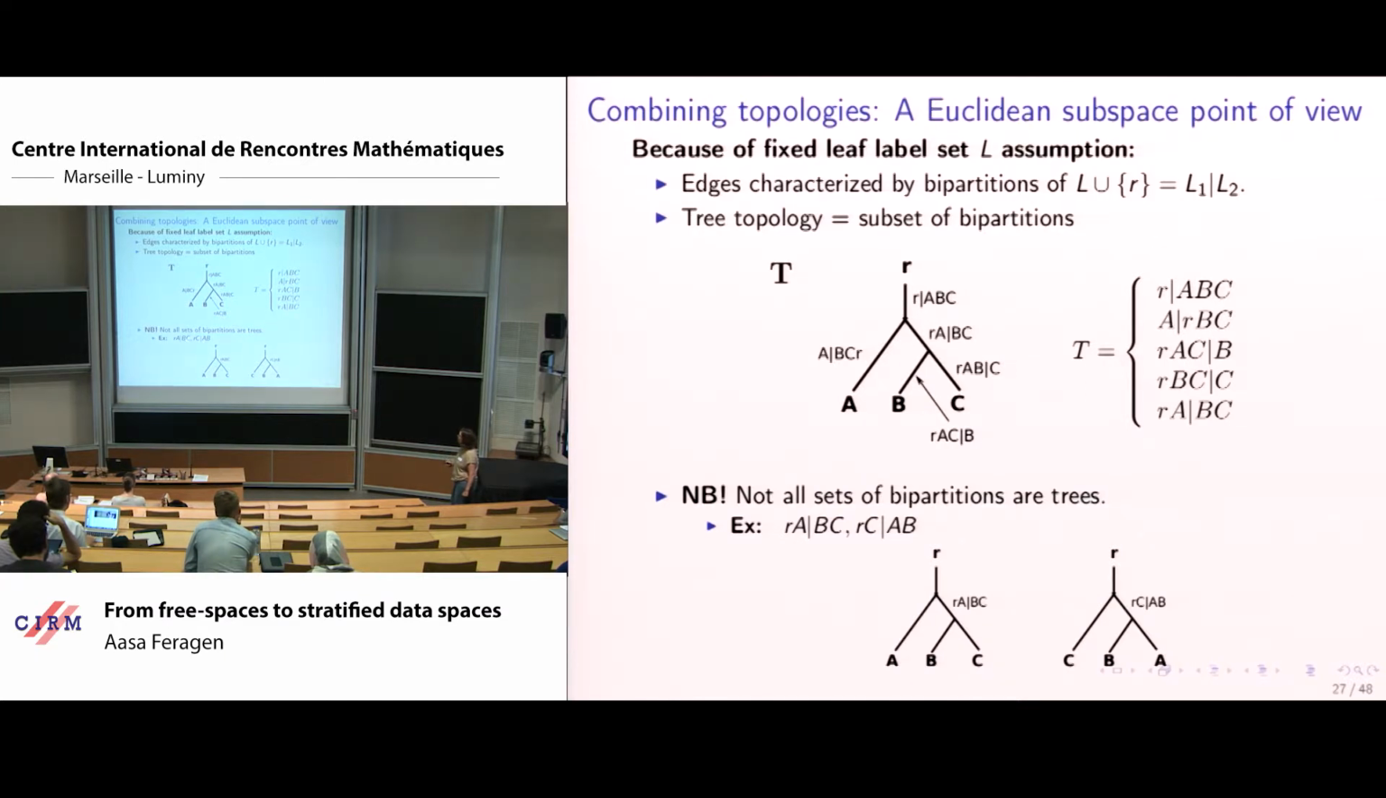For instance, you cannot simultaneously in one tree have the edge that splits RA off from BC along with the edge that splits RC off from A and B. You cannot have these two bipartitions or edges in the same tree. So there are sets of bipartitions that don't define trees, but every tree can be defined by a set of bipartitions.